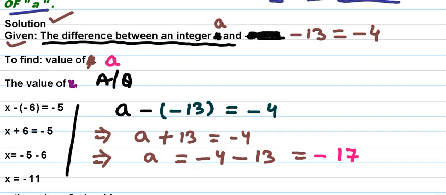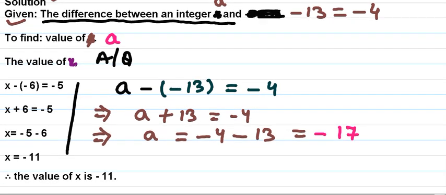So I hope that you understand, right? What main things we keep in mind while we are solving the problem. So in the last we can write for a equal to -17, right? So we can write here the value of a is -17, right? I hope that you have understood.